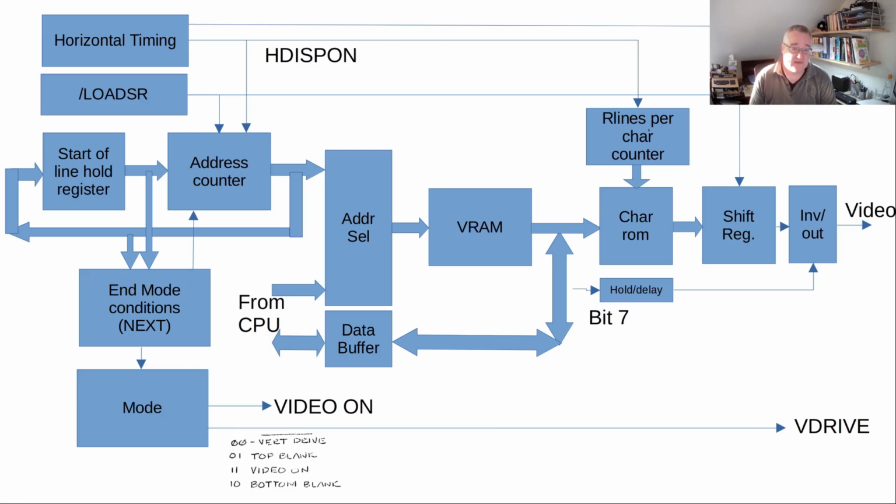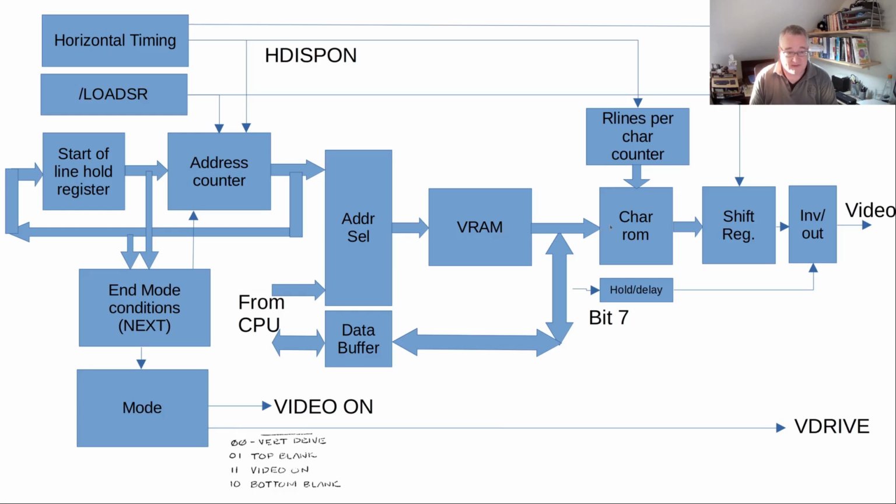Here we have the raster lines per char counter. It has a fixed timing, it counts 8 raster lines per char. And as I said, it tells the start of line hold register when it's in the last line. And then we have all the information we need.